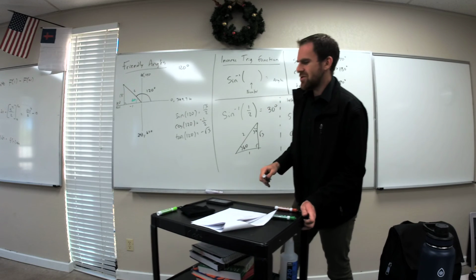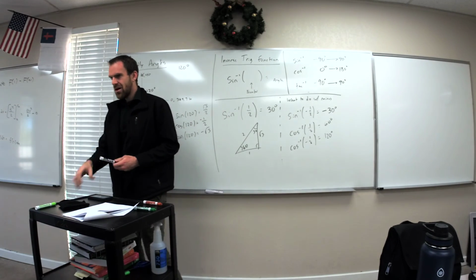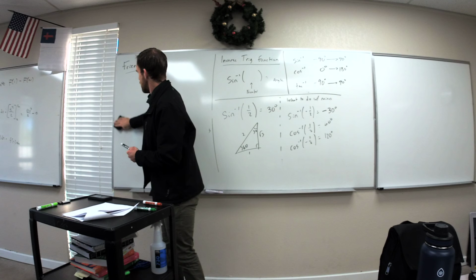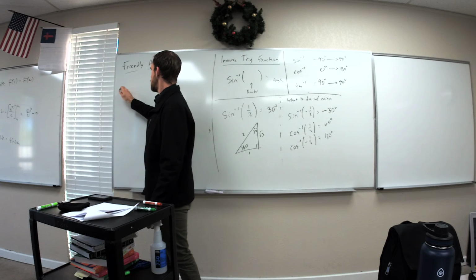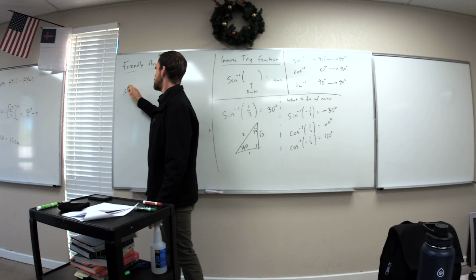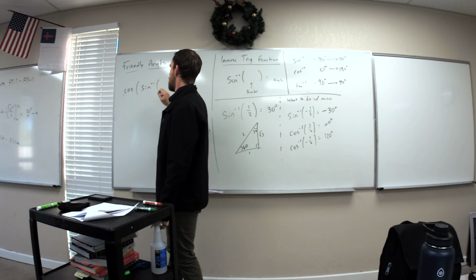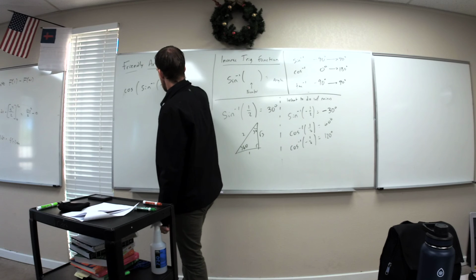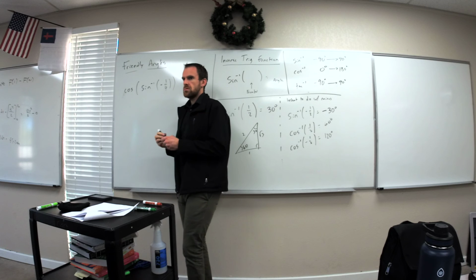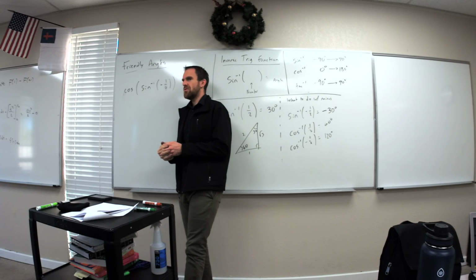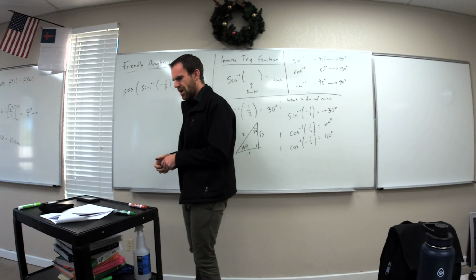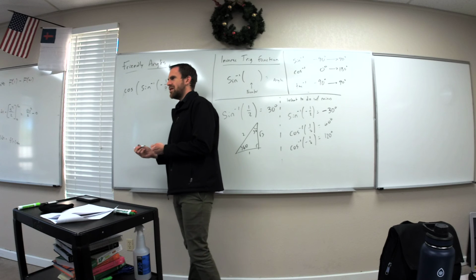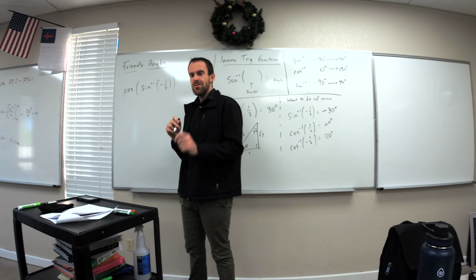Okay, these are the easy inverse trig function problems. The hard ones are when you have to do this. Cosine of arcsine of -3/4. How do you do this problem? Well, you could plug it into your calculator and you might get the right answer, but you will get no points. How do you do it correctly?